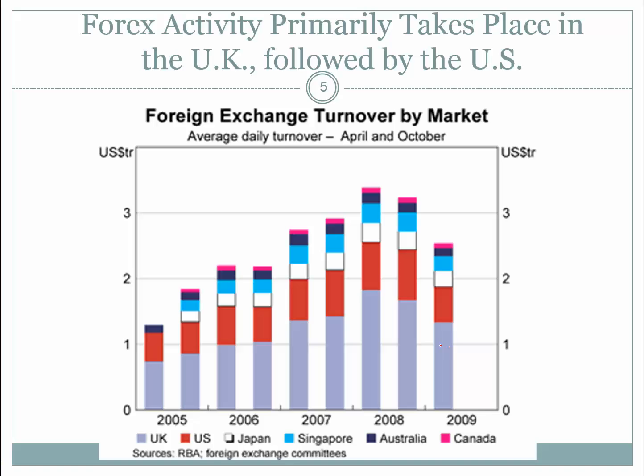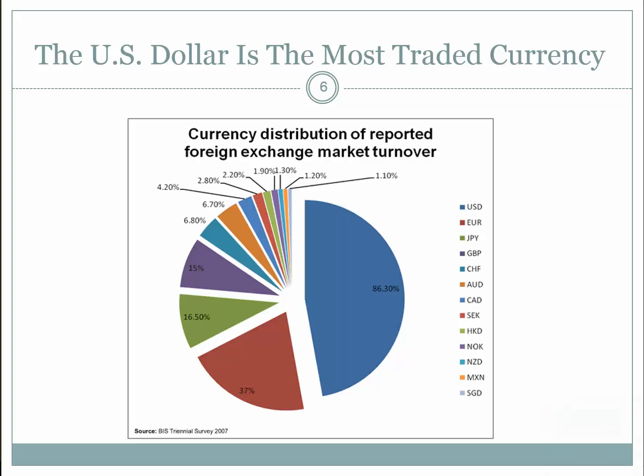So what you notice is primarily you have a UK-based market. So this is trades by market. So you can see London is the big market, followed by the US and others. However, they're mostly trading dollars, followed by euros, followed by yen, and the pound, Swiss franc, and others. So they're mainly trading dollars and euros in London.